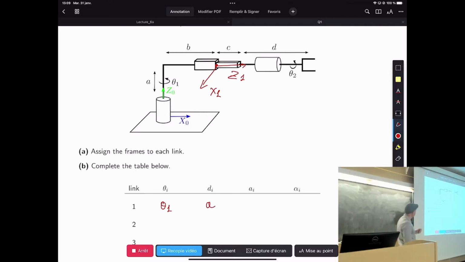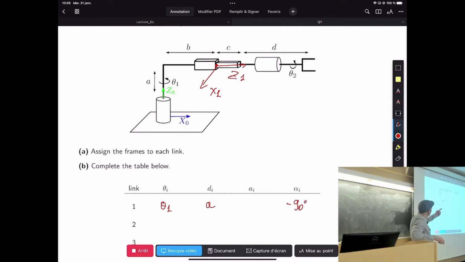What is alpha 1? Alpha 1 is Z rotated like that, clockwise, negative 90. Right? Negative 90. What is A? What is A? Is A B? What is it? The definition of A again is the distance between the Z axes along X1. And that's where the mistake is.